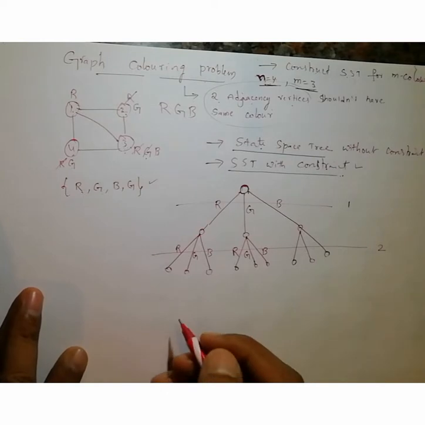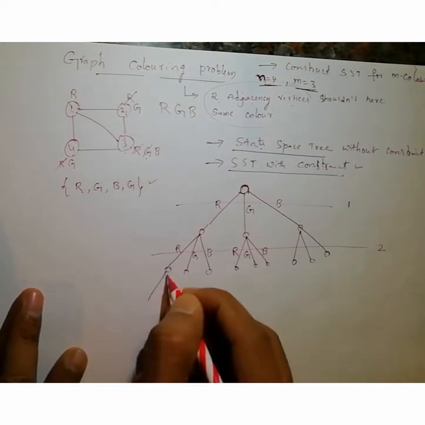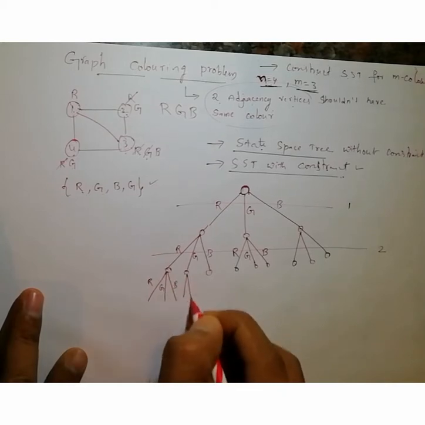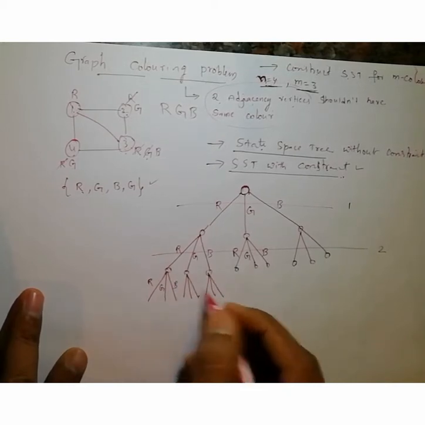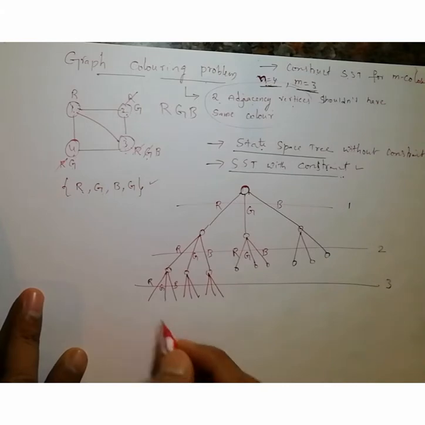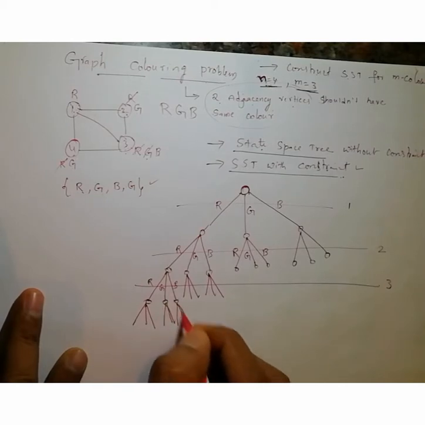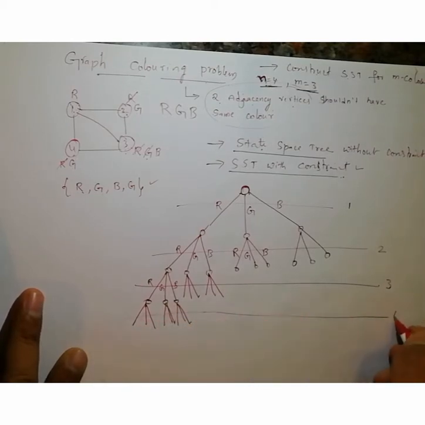Again for vertex 3, that means the next level, again red, green, blue, red, green, blue, again red, green, blue, red, green, blue. So this is vertex 3, that is the third level. In the next level for vertex 4, again red, green, blue, red, green, blue, red, green, blue, like that. So this is for the fourth vertex.